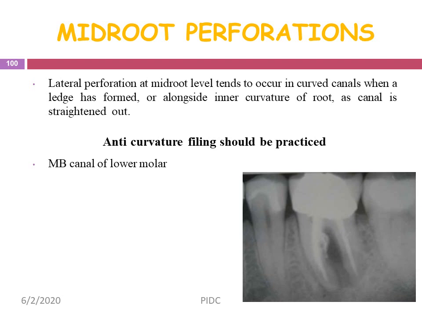Coming to the mid root perforations, this occurs in the middle portion of the tooth, and generally it is caused when you are filing in an aggressive manner. So you have to perform something known as anti-curvature filing. If the file is curved in the mesial direction, you have to file while giving pressure in the distal direction, so that you do not thin out the mesial wall, which is already thin, especially in the lower molars. The mesiobuccal canal is curved mesially, so you have to give more pressure on the distal aspect. This will come with experience, so that you do not thin out or perforate the canal.